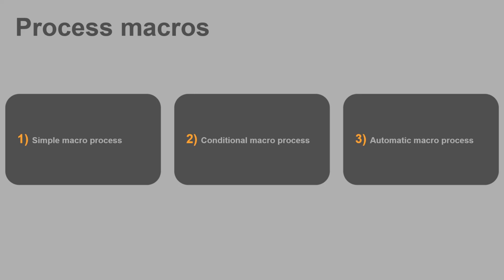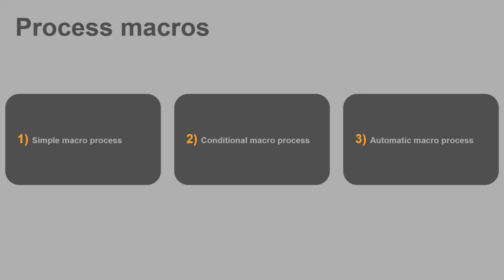Today's tutorial is designed to give an overview of process macros in the UnityFT series. In some cases, it is necessary to execute several macros in a sequence or a single macro frequently. For such cases, you can use process macros. We classify three different types: a simple, a conditional, and an automatic macro process.